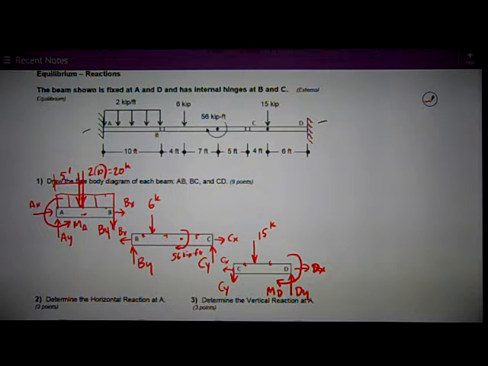Now if I look at AB, I've still got 4 unknowns and 3 equations. Turns out, let's say from the get-go, there are no X forces on this entire system. So we're going to say the sum of X forces equals 0. Therefore, everything that's an X force on this thing goes away. And therefore, AX is 0, BX is 0, CX is 0, and DX is 0.